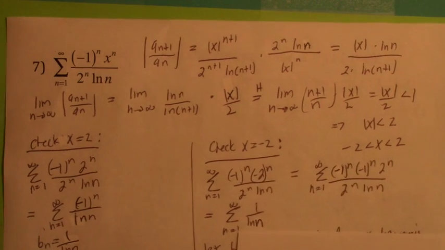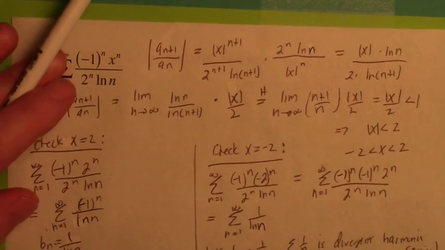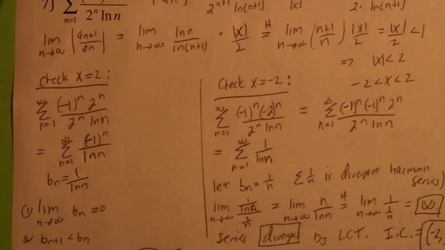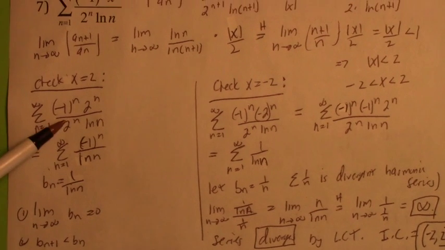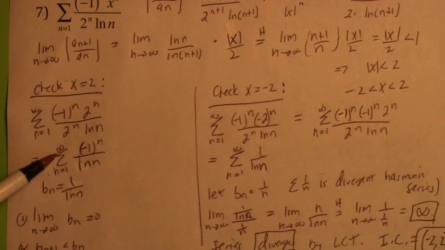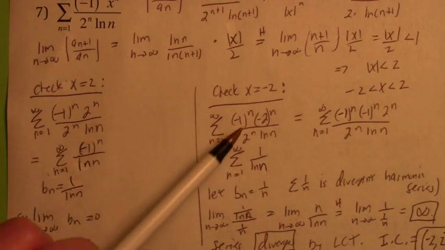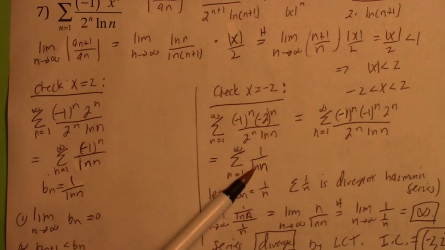Now when you check the endpoints, I got that it actually converges at x equals 2. At the right endpoint, it converges by the alternating series test. You end up with this. But at the left endpoint, you just get 1 over ln of n.